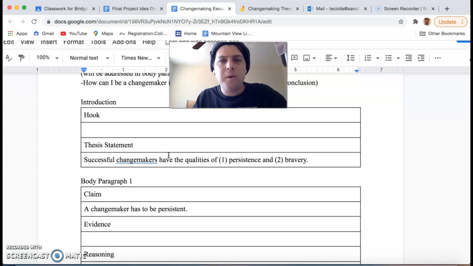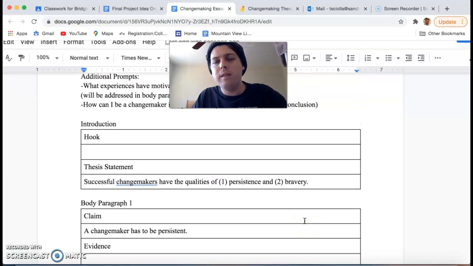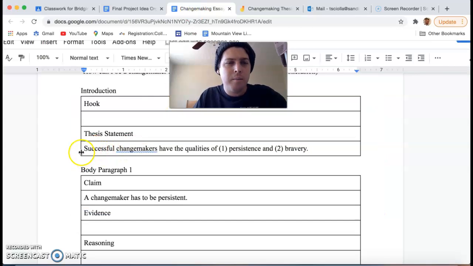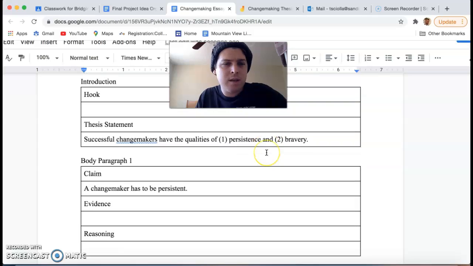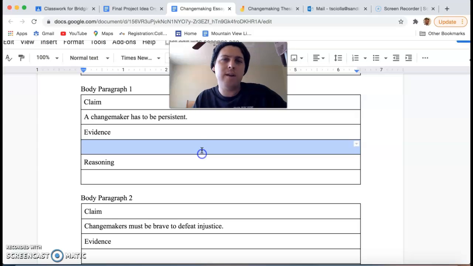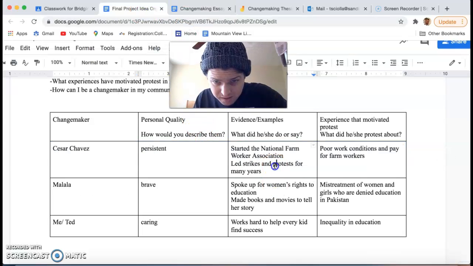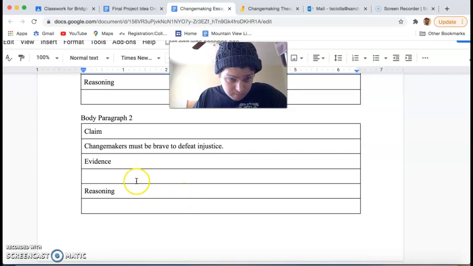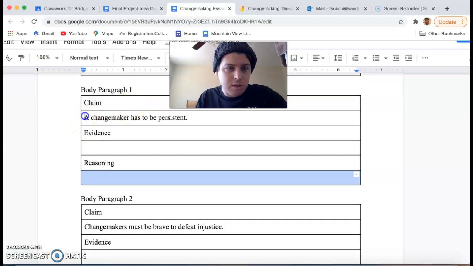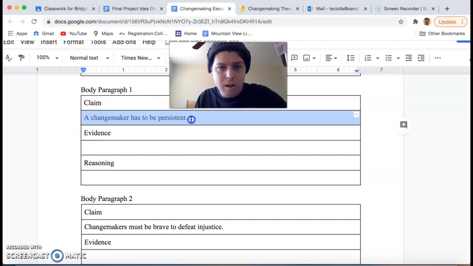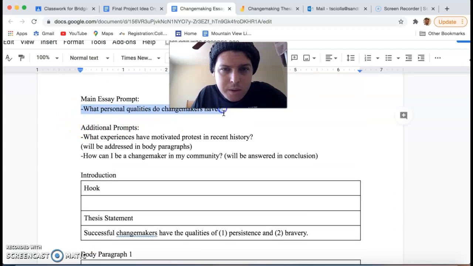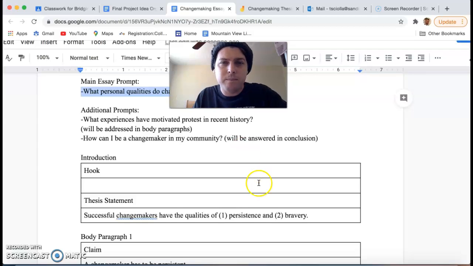So when it is time for you to start your outline, this is what you should do. Come up with your thesis statement, use this Jamboard, put it into the thesis statement box, and then start your body paragraphs. Give me a claim, give me some evidence. That's the stuff you put in these boxes here. And then explain how your evidence supports the claim that you're making. The claims are all about those personal qualities, because we have to address that prompt. What personal qualities do changemakers have? That's what the whole essay is about.